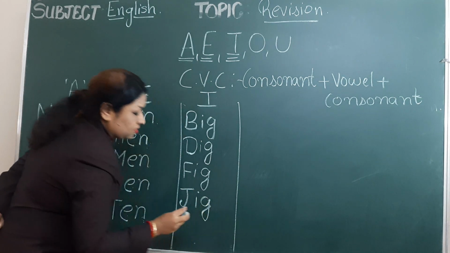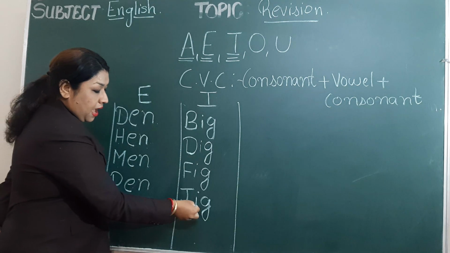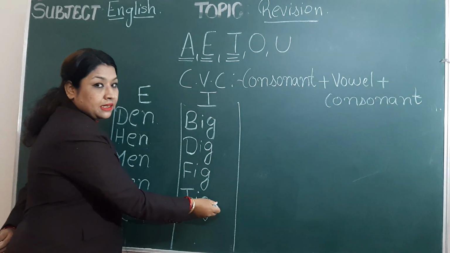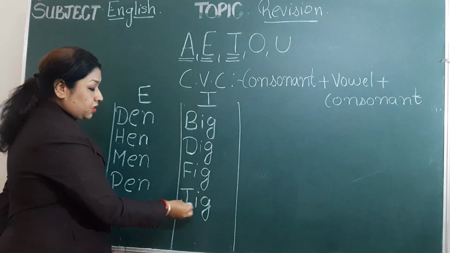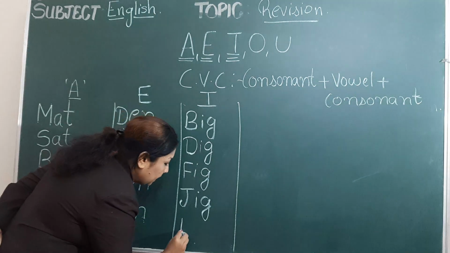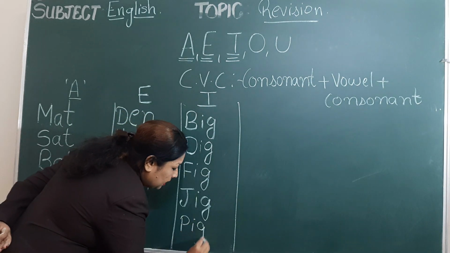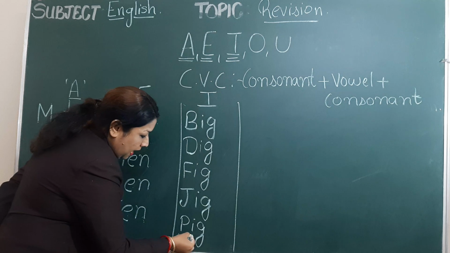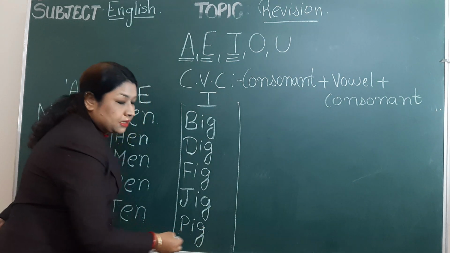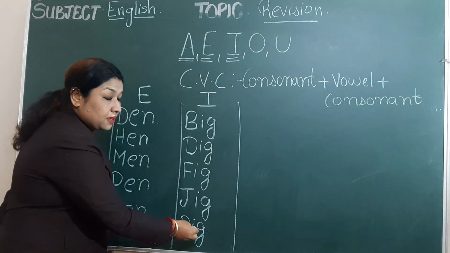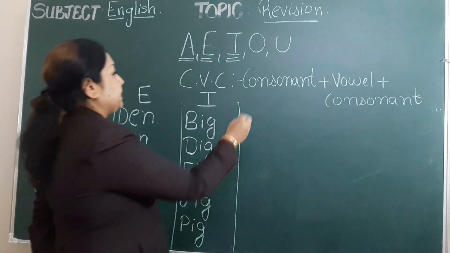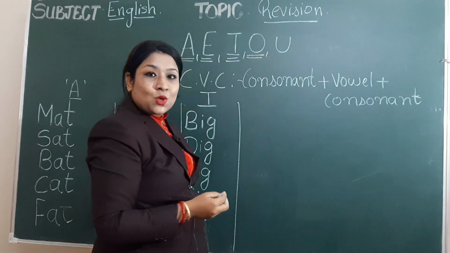J I G, jig. The phonic sound is j e g, jig. P I G, pig. The phonic sound is p e g, pig. Now we will take the next vowel, that is O.